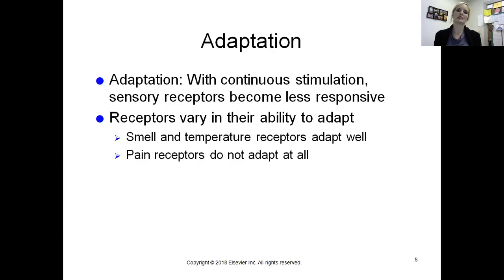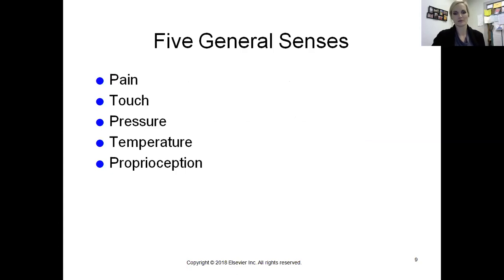But that's what adaptation is. So I do want you guys to be familiar with those two terms, projection and adaptation. So we have different general senses.